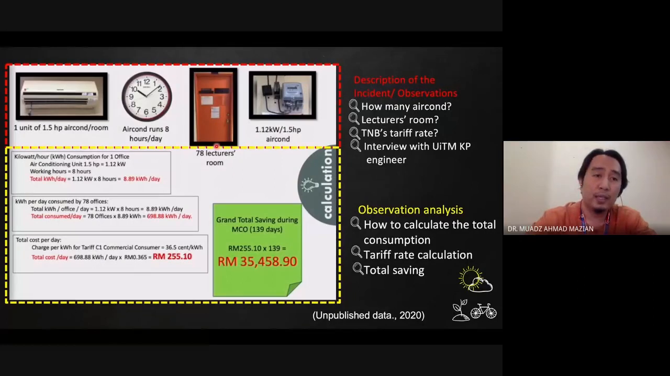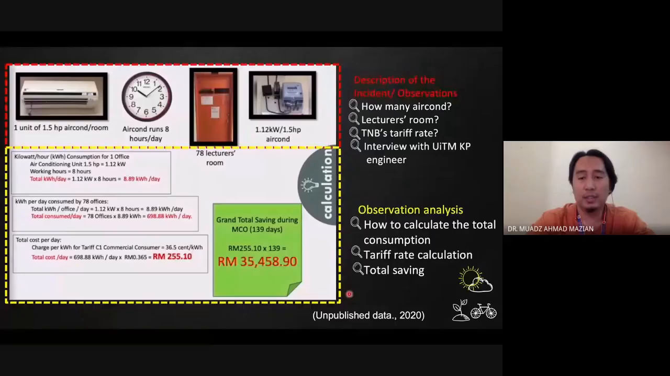Okay, so the red box is denoted for descriptions of the incident, which is the observation lah. And the yellow box is for observation analysis. Okay, so observation comes first and observation analysis comes after that. Okay, so in the descriptions of the incident, apa yang perlu kena buat? In my case, I have my interview, all right, then I have my observations.